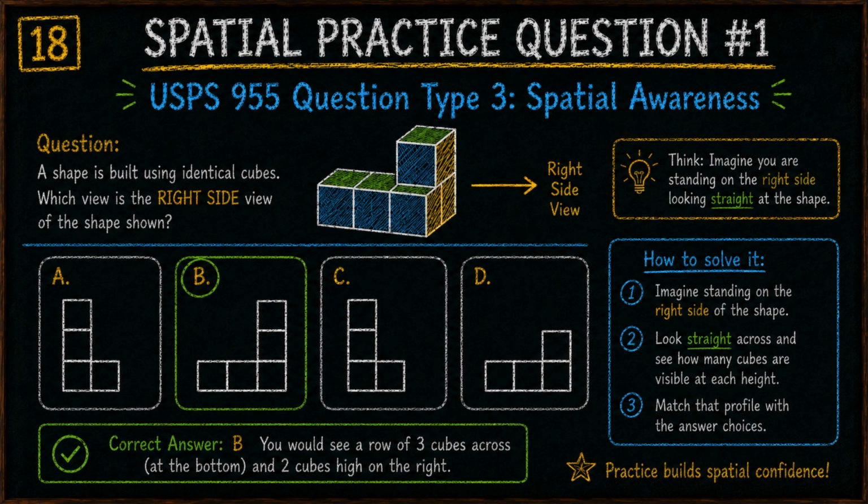This is the entire skill. For view questions, physically imagine where you are standing. Front means straight ahead from the front. Top means looking down. Right side means standing to the right and looking straight across. Then match the outline. Do not overcomplicate it. Find the viewpoint. Count the cubes at each height. Match the profile. Practice builds spatial confidence.